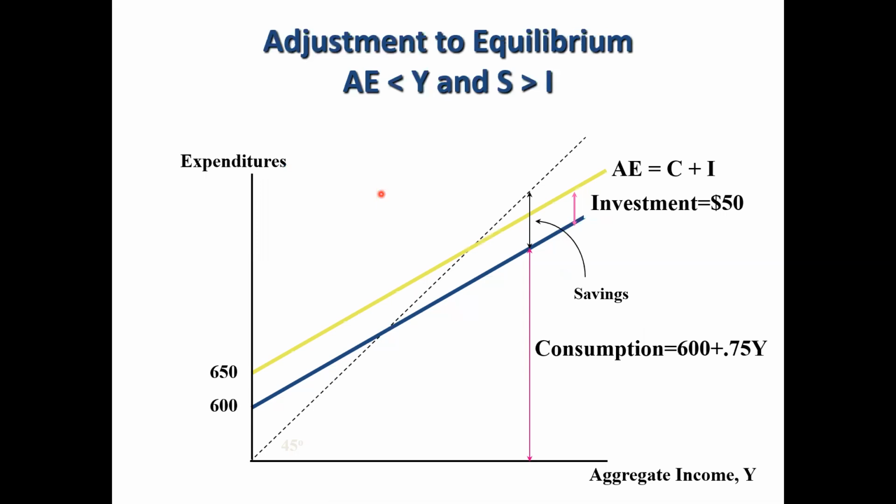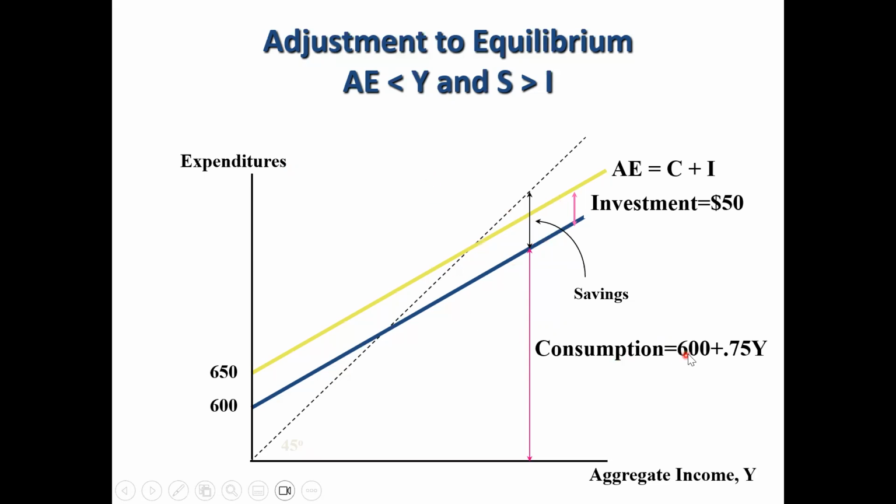Then here is a change in investment. We have a change in investment of 50. So there is an increase in the expenditure from 600 to 650. We have aggregate expenditure, which is equal to consumption plus investment. And here we have a saving gap, a positive saving gap.